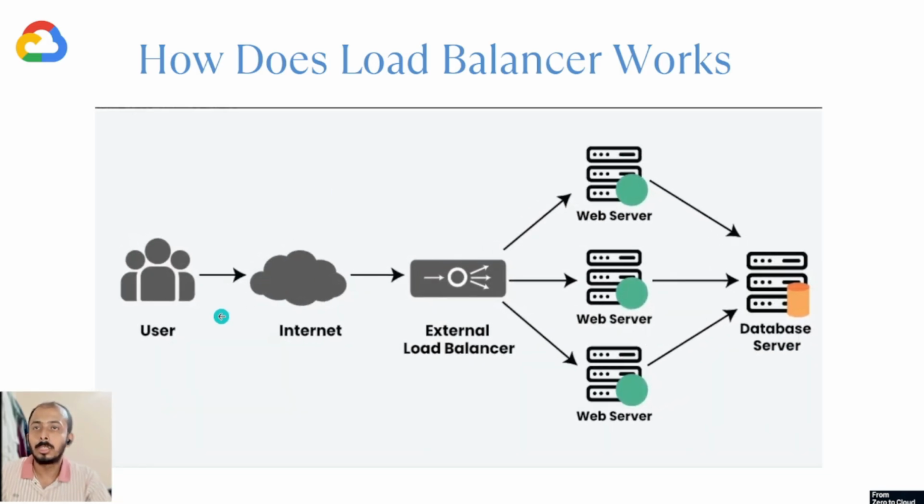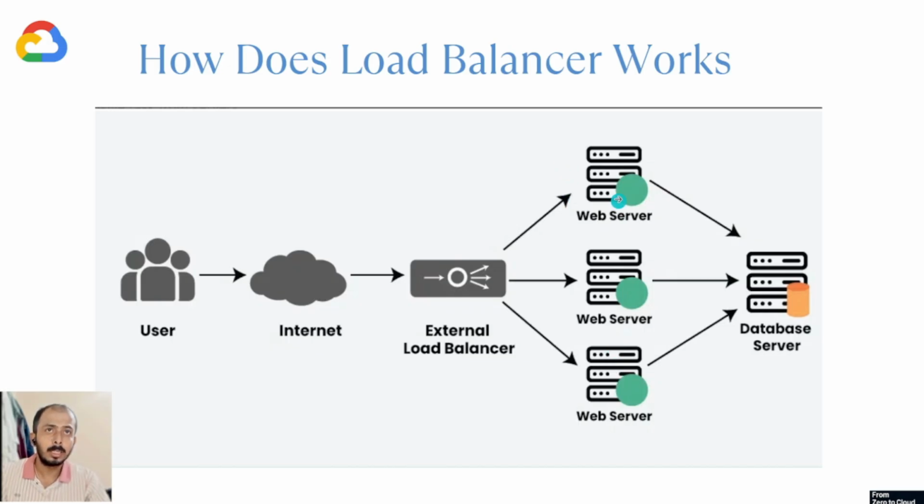So as a user is trying to reach out to any website or any server, in that case, what happens? First, the load balancer will check which location the traffic is coming from, or there are different factors also available. Based on that, it will redirect the traffic to, let's say, web server 1, web server 2, or web server 3.